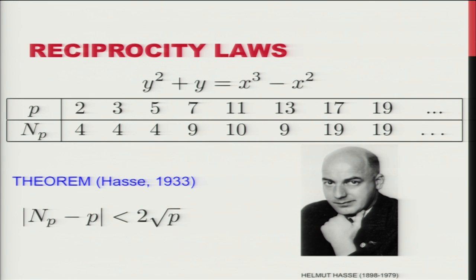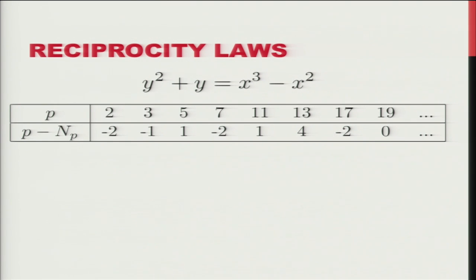Hasse proved in 1933 that the number of solutions to this equation modulo a prime p was approximately p, within an error that was bounded by twice the square root of p. So the leading term was p, and then there was a smaller error. And one can ask the question, so more natural then is to study the error rather than the leading term, which is rather simple. So we're going to study the difference between p and the number of solutions to this congruence modulo p. So I've tabulated that.